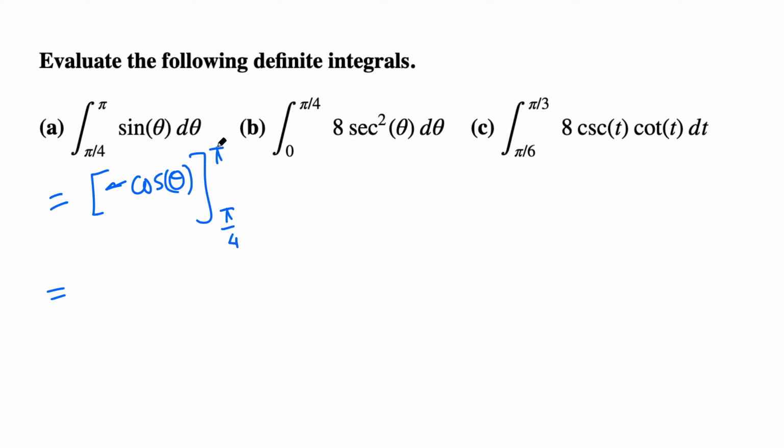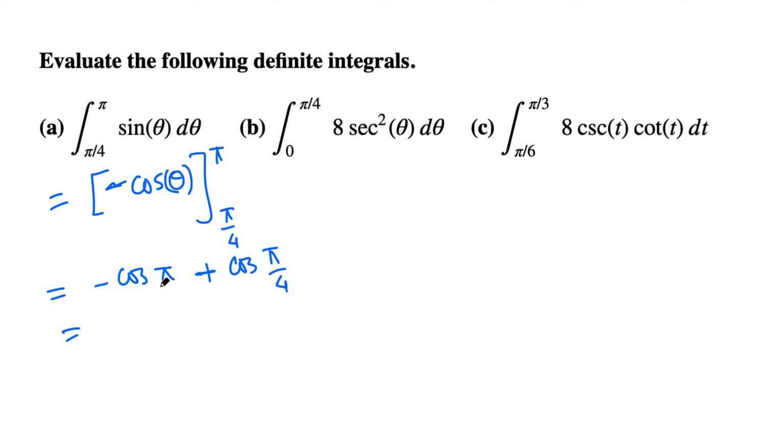Replace this theta by the upper limit, so minus cosine pi, minus replace theta by pi over 4. So there is another minus. So this is minus from the fundamental theorem of calculus part 2, but this minus is already there in the function, so it becomes plus cosine pi over 4.